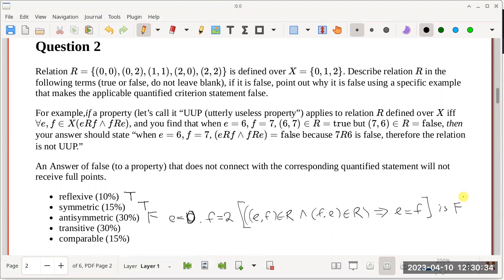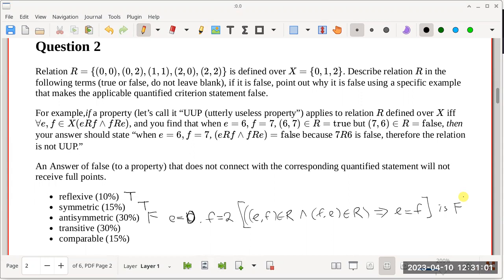Do we have 2, 0 in R? Yes, right? So that means the conjunction is going to be true, which means the left-hand side of the implication is true. But on the other hand, is 0 and 2 the same thing? No. So the right-hand side of the implication is false. So when you have an implication where the left-hand side is true, but the right-hand side is false, the implication itself is false. How do we know that?